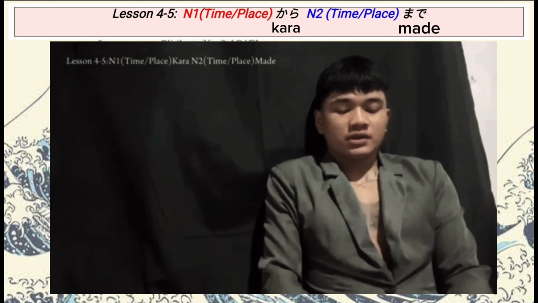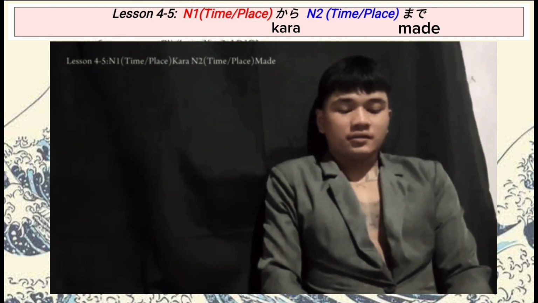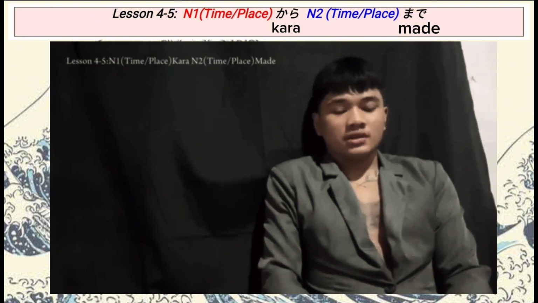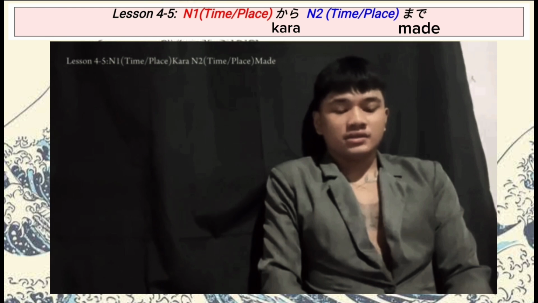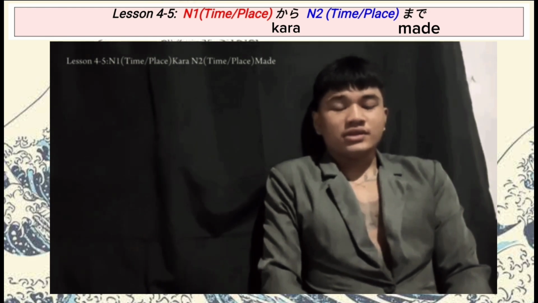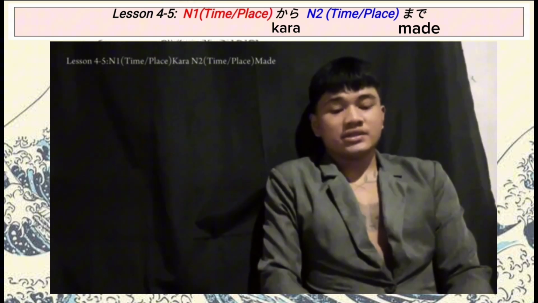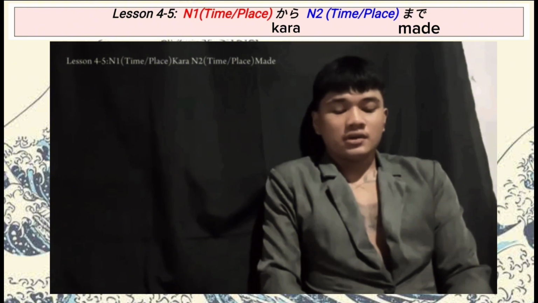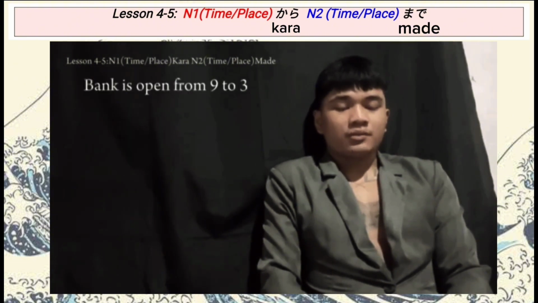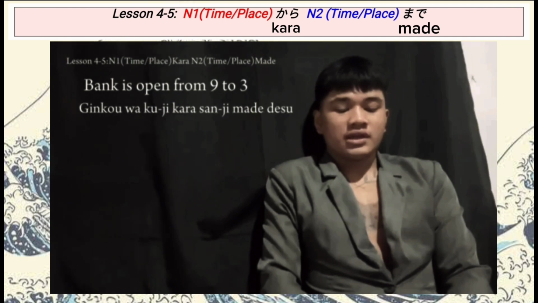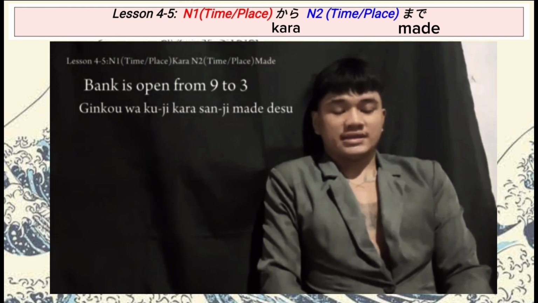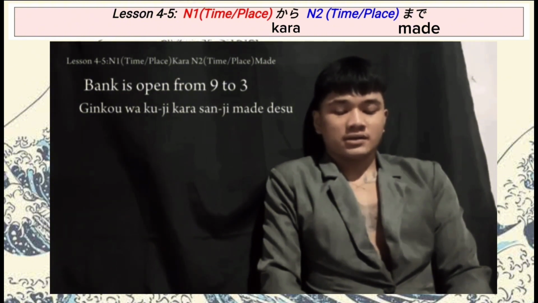It can be used as a predicate in the sentence by adding desu at the end. For example, the bank is open from 9 to 3. Ginko wa 9時から3時までです. Ginko means bank.